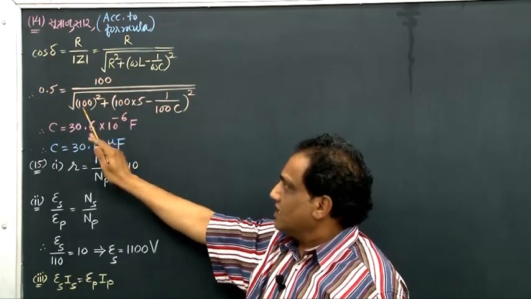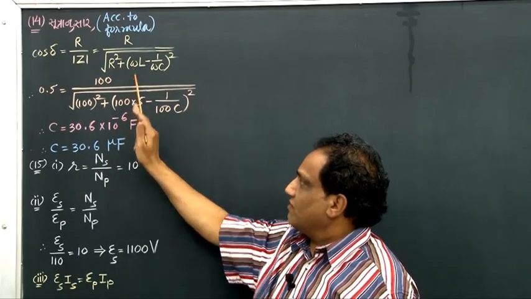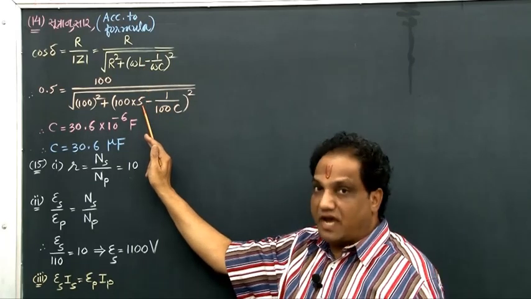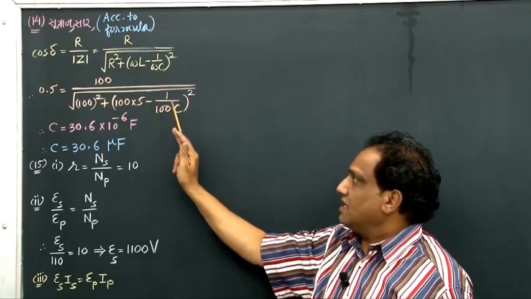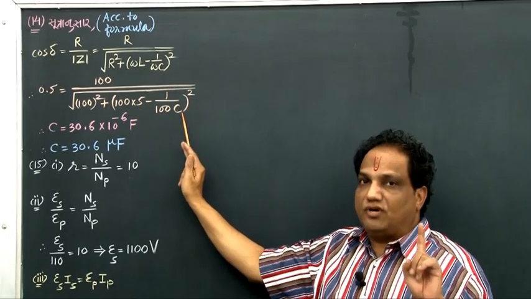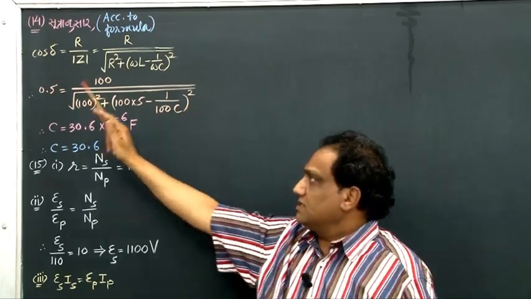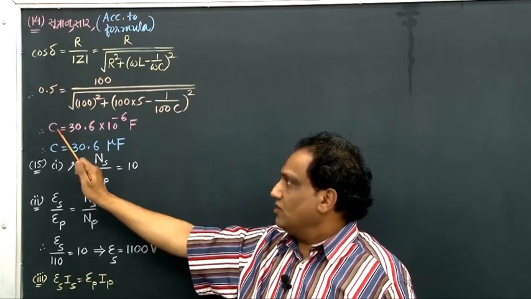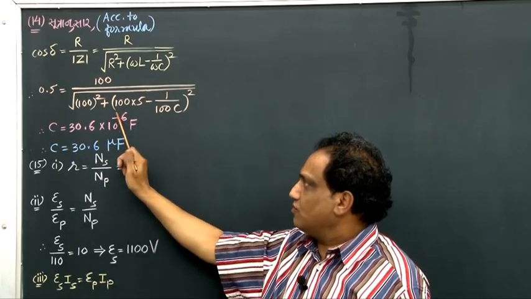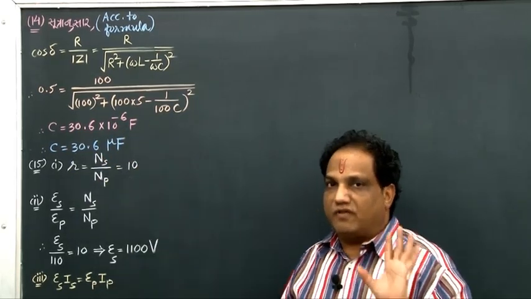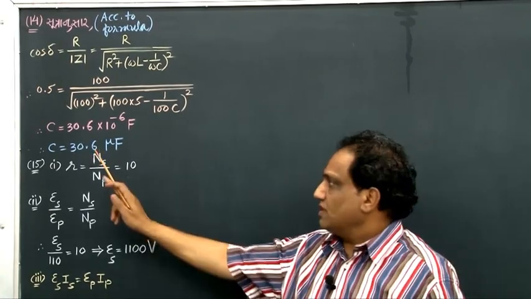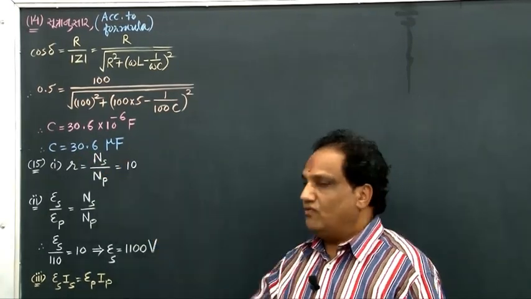This resistance is 100 ohm. The angular frequency given is 100 radian per second. Inductance is 5 Henry. And capacitance, leave it as it is; we require to find it out. Now just simplify carefully and find the value of capacitance. You will get 30.6 into 10 raised to minus 6 farad. But you know very well 10 raised to minus 6 farad is 1 microfarad. So it is 30.6 microfarad.